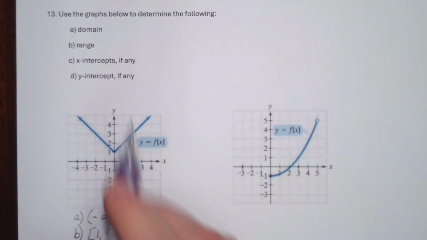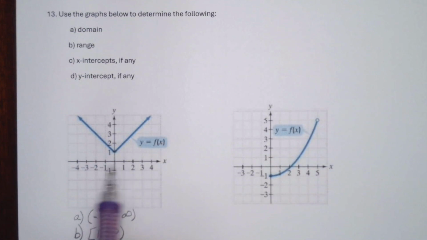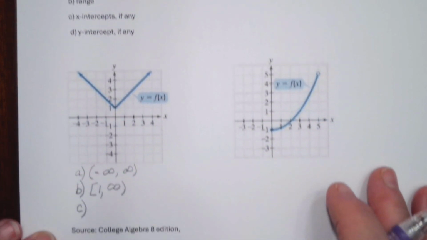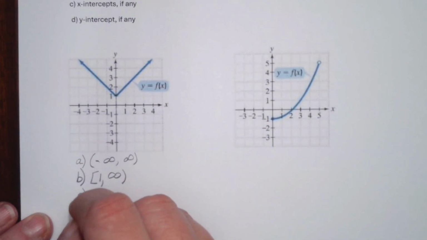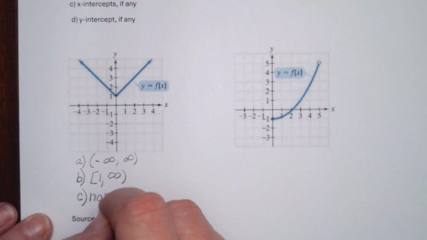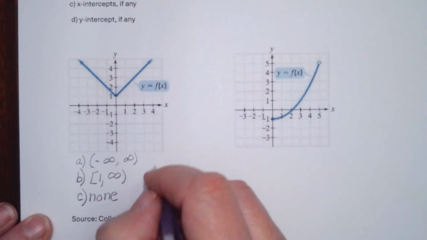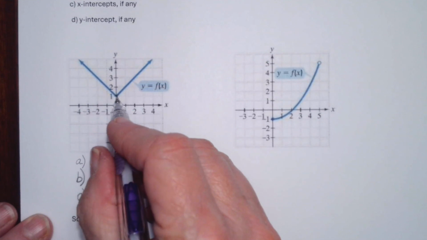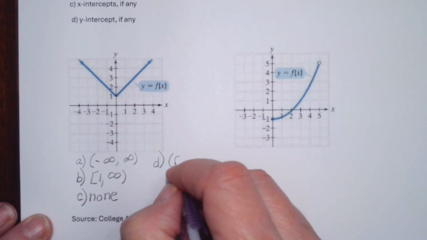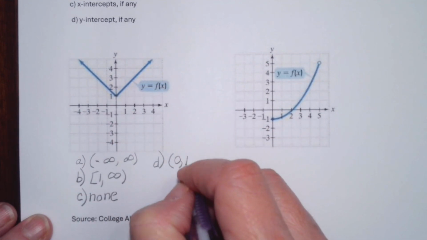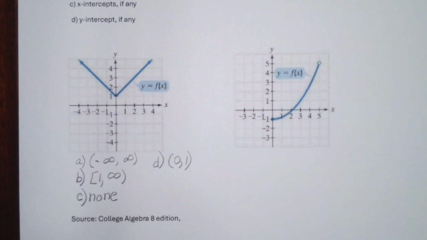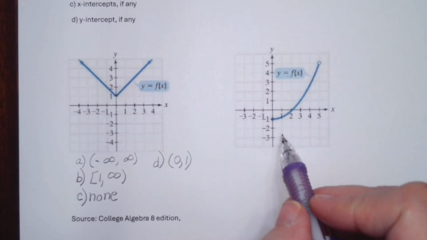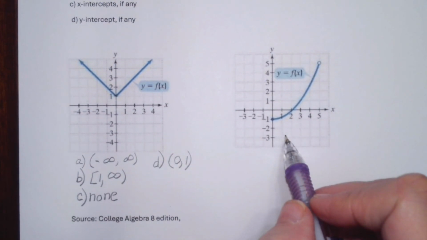So for C, my x-intercepts, I don't see any. So, oops, sorry about that. There are none. And then D, for my y-intercepts, there's my y-intercept where it crosses, x is 0, and y is 1. All right, why don't you stop the video and try on this one to do the domain and range.